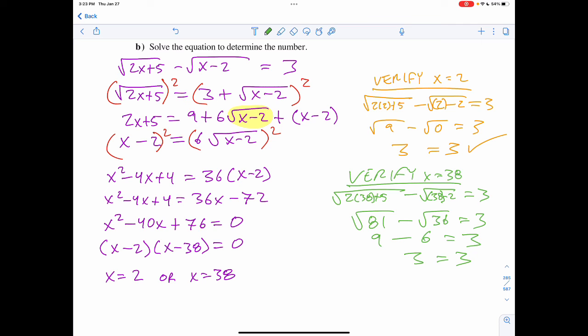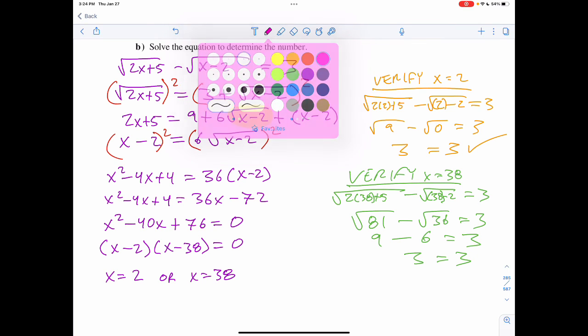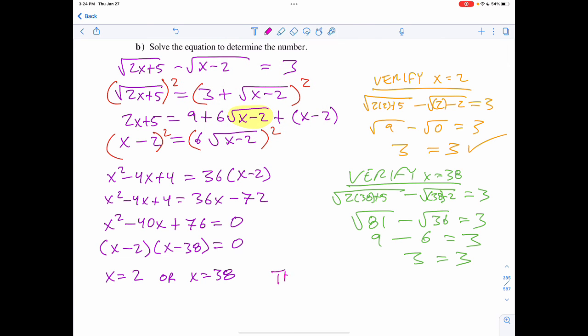So, what number is it? Well, we had two possible answers that work perfectly fine. So we can say the number is 2 or 38. Both answers work.